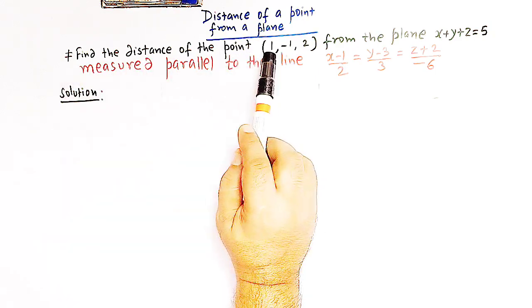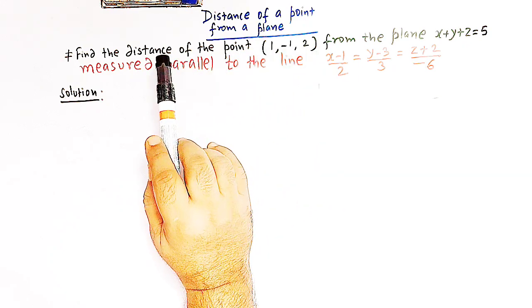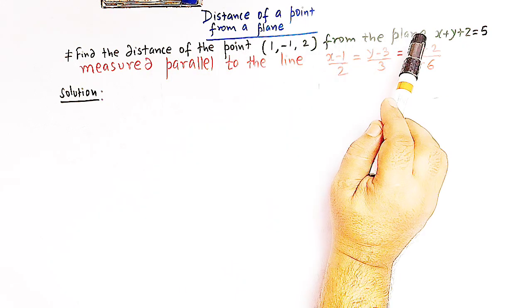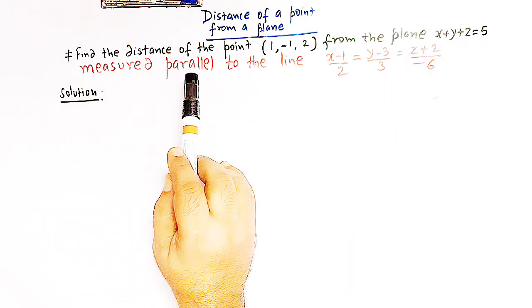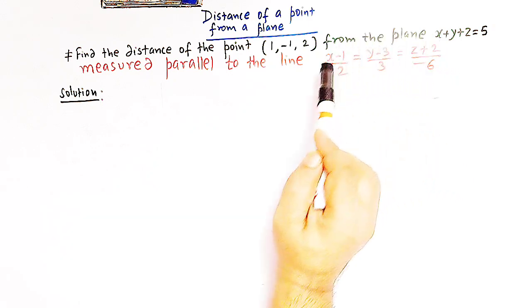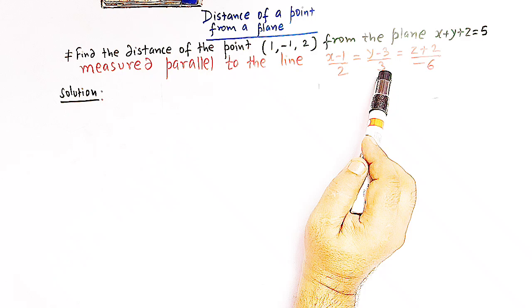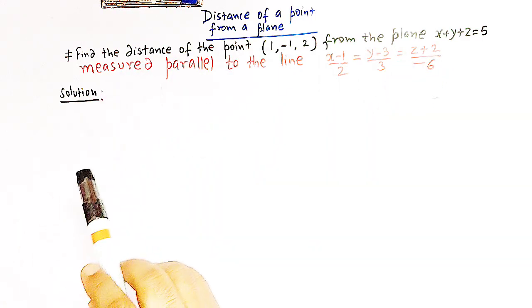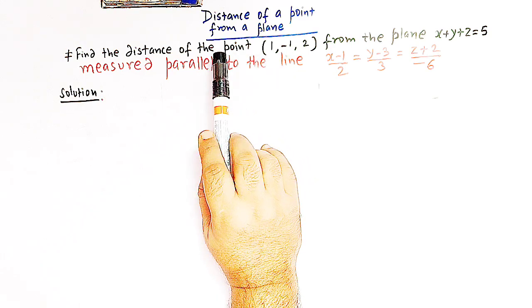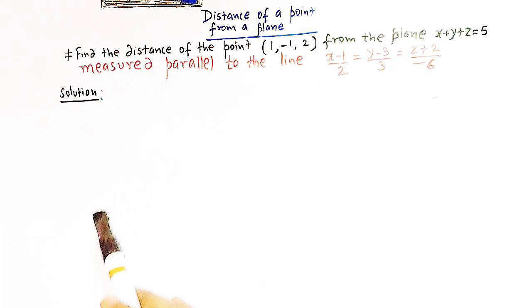distance of the point. The coordinates are 1 comma minus 1 comma 2, and we have to find the distance of this point from this plane x plus y plus z is equal to 5, measured parallel to the line whose equation is (x minus 1) over 2 equal to (y minus 3) over 3 equal to (z plus 2) over minus 6, right? So here we'll see how we can find out the distance of a point from a plane measured parallel to some given line.